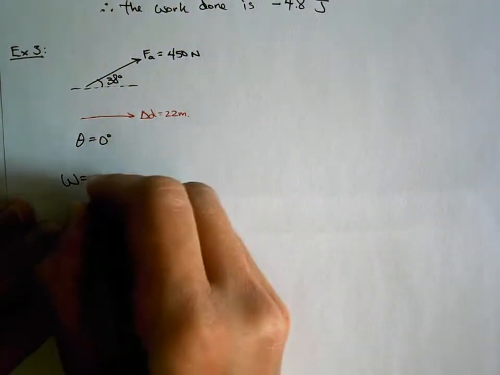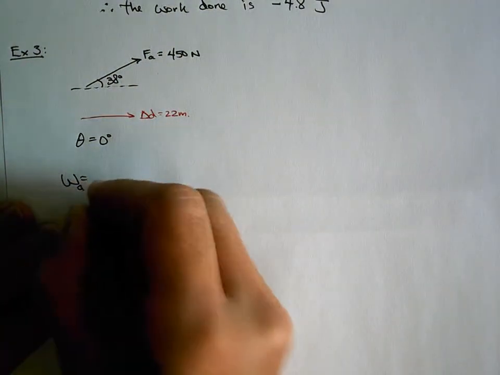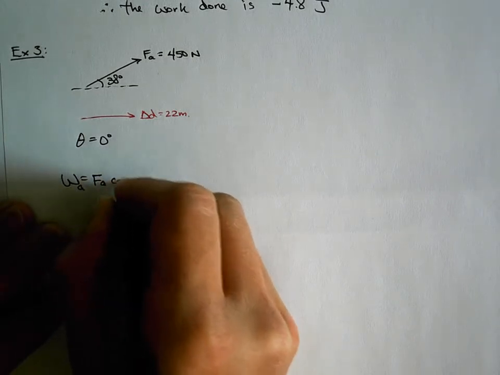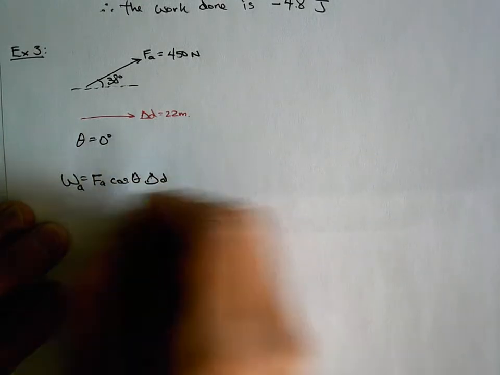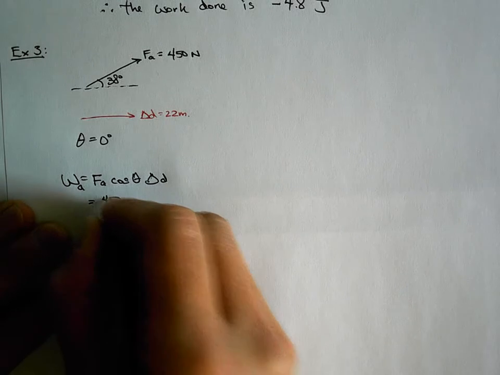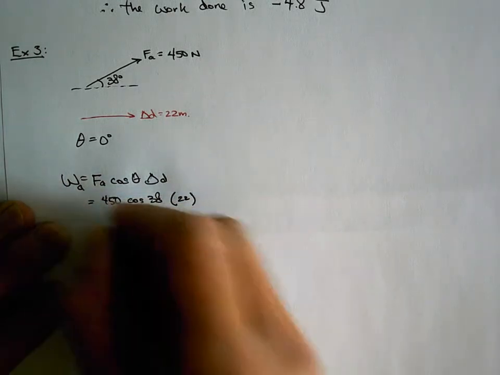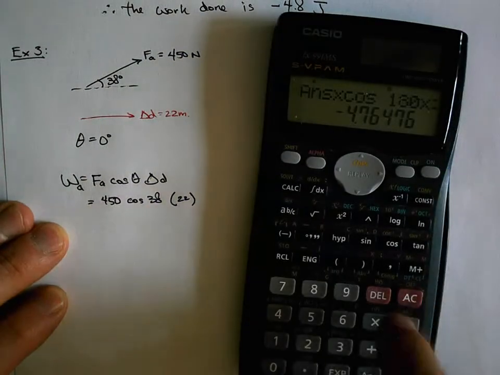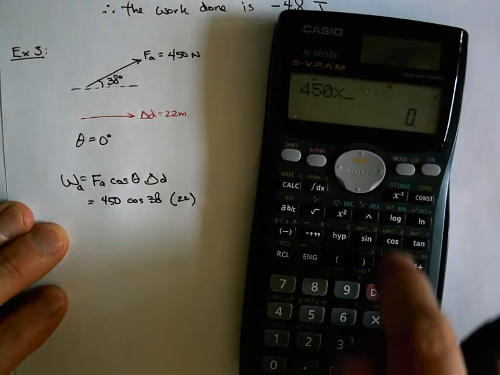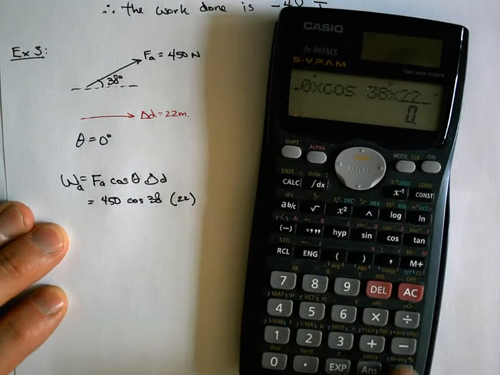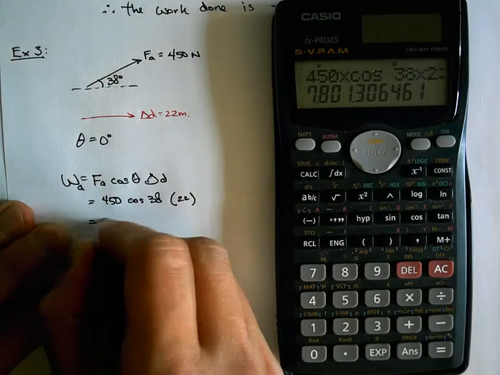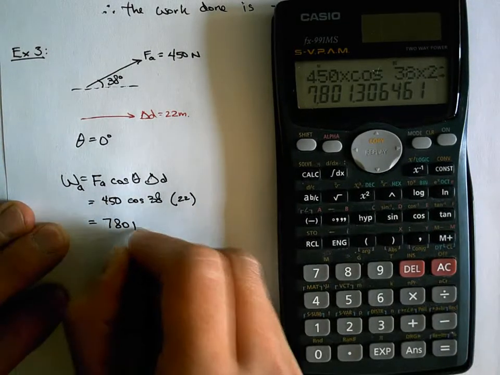So my work from my force applied is my force applied cos theta delta d. Force applied is 450, cos 38, displacement is 22. So I have 450 times cos 38 times 22. And it's no surprise that this is positive work.